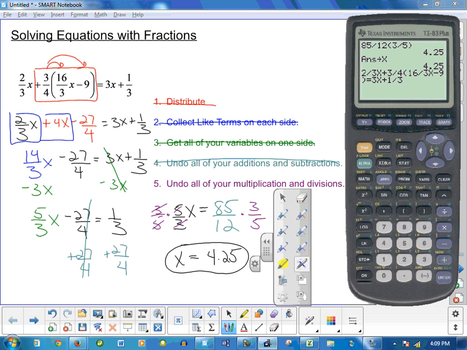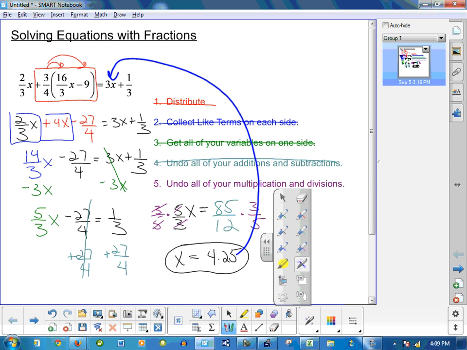Now, to hit enter, it's going to give me one of two things, a 1 or a 0. 1 means that the statement on my screen is true, and 0 means it's false. So a quick little rhyme to remember here is 1 is done, and 0 is no. So here, if you notice, when I hit enter, I was given a 1, which means, in fact, that the number I found, 4.25, when plugged into the original equation for x, yields a true statement.